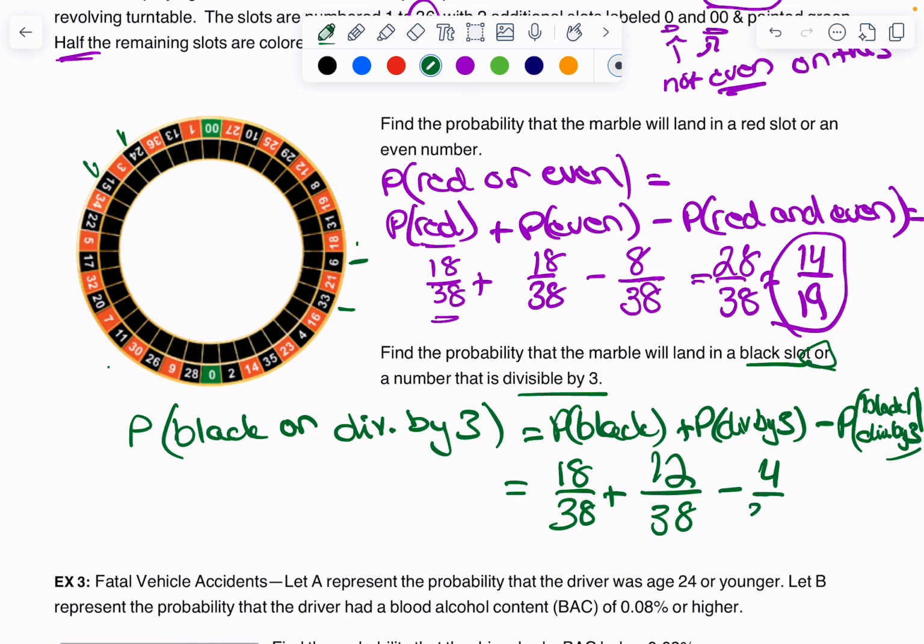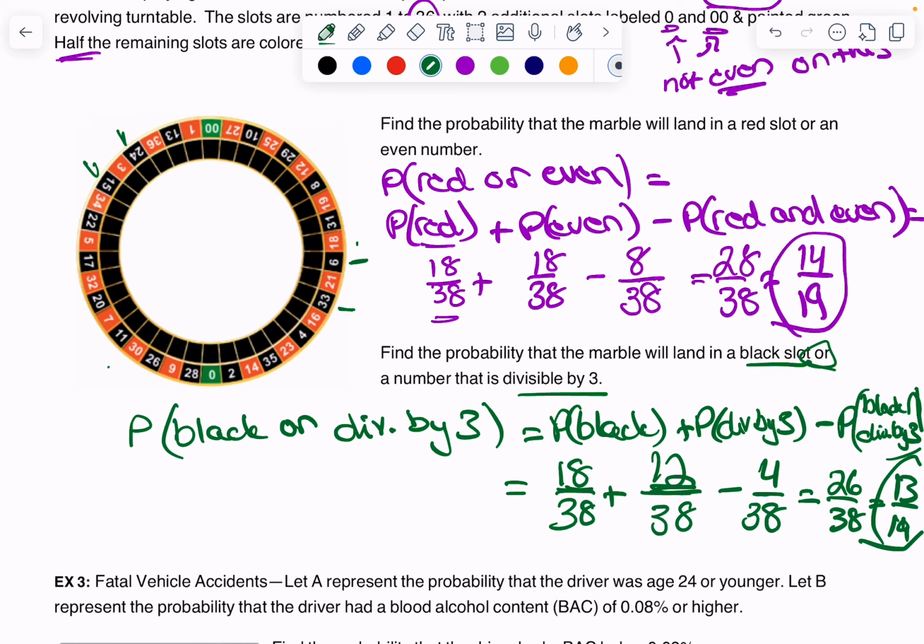So we want to take those one set of 4s out because they're included in this 18 and they're included in the 12 as well. So when we do the addition, we get 26 over 38, which is 13 over 19.